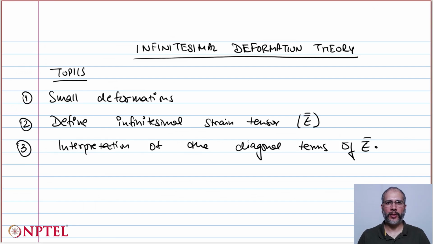So the topics for today's lecture will be as follows. We will start with a discussion on small deformations. We'll learn how to quantify the idea of small deformations. And then we will define an infinitesimal strain tensor that is of interest when we're talking about small or infinitesimal deformations. And once we have defined this epsilon, then we will talk about the physical or geometrical interpretation of the diagonal terms of epsilon. So let us get started with a discussion on one of the most important topics in kinematics, that is on infinitesimal deformation theory.